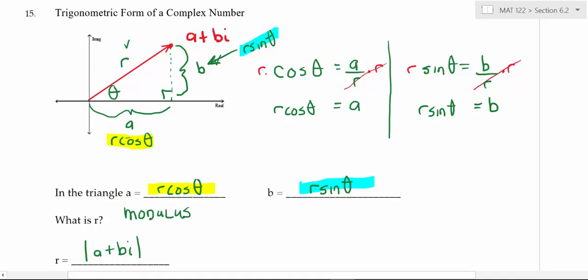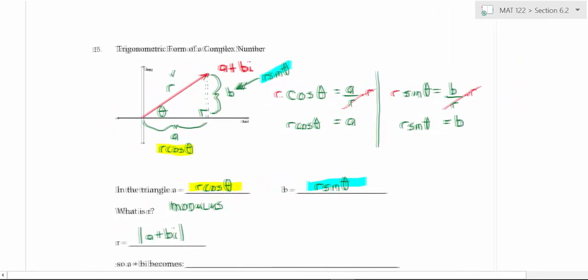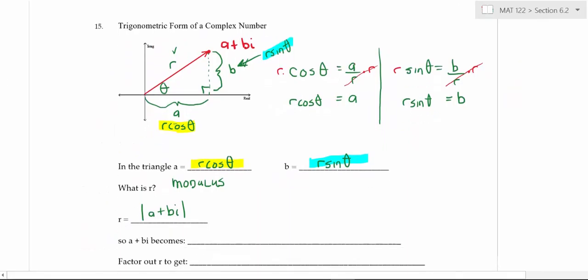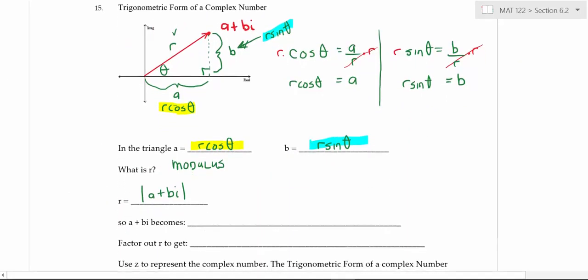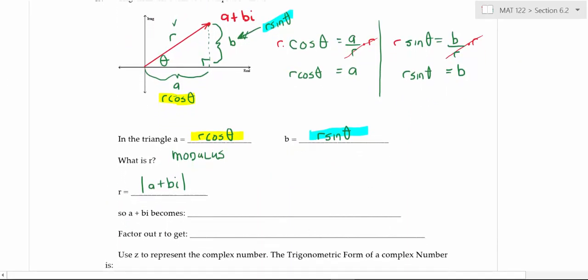Now we're going to use this information to build the trigonometric form of a complex number. We're working with a plus bi, and we're going to do some very simple substitutions. We're going to substitute r cosine theta in there, and we're going to substitute r sine theta in there. So you just want to go ahead and do that. All right, let's do that and write it down.